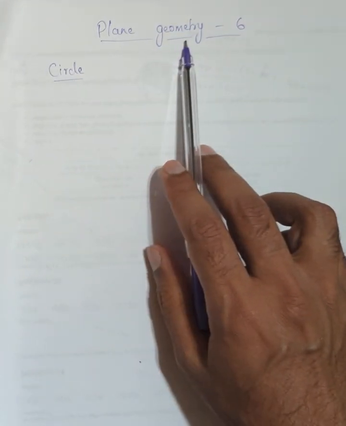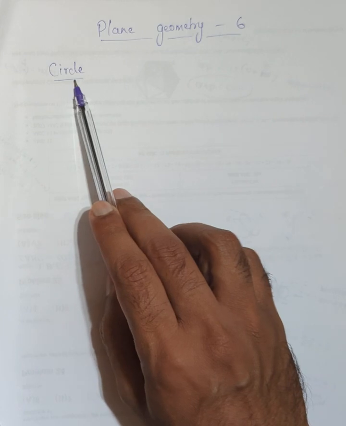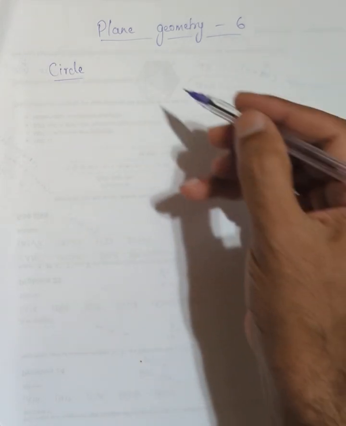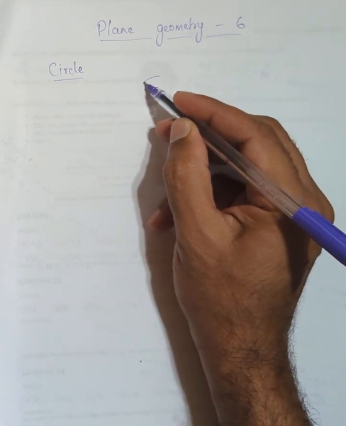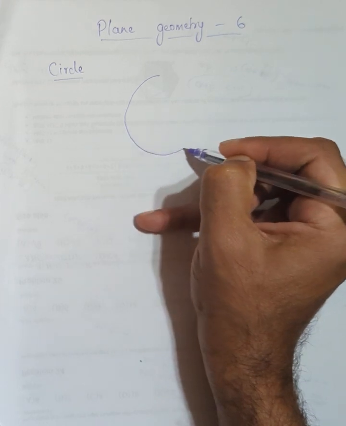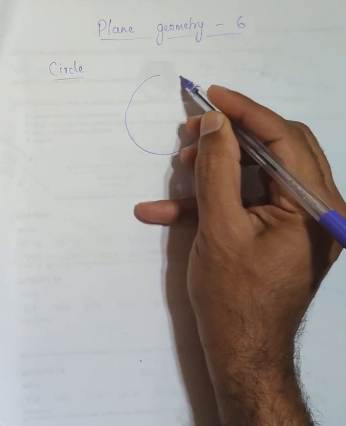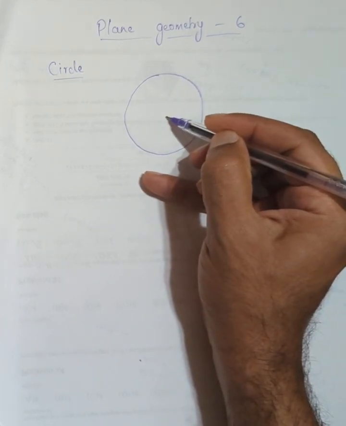Hi, this is the sixth video in the series on plane geometry, and in this video we'll cover circle. A circle is a set of points that lies at the same distance from a fixed point.